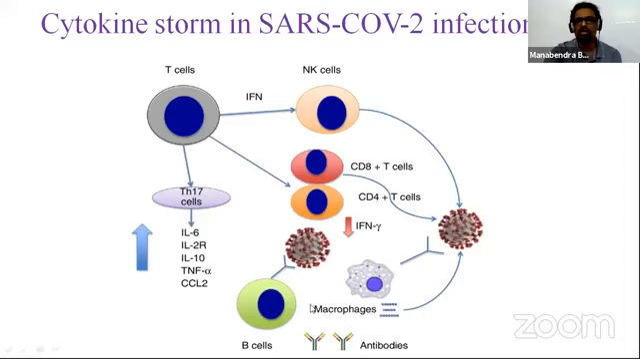The natural killer cells and the CD4 and CD8 cells have been depleted. At the same time, these are the pro-inflammatory cytokine sets from the Th17s, and all of these have increased with the severity of the illness. In moderate illness there is a mild increase of these mediators, and in severe disease there is a huge increase of these mediators: interleukin-6, 2R, 10, 2-1-5.